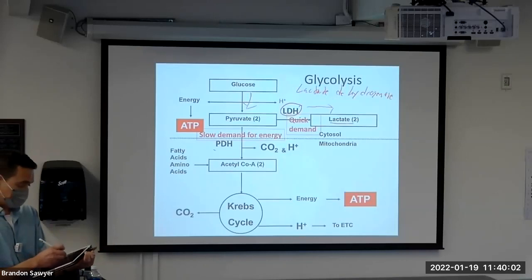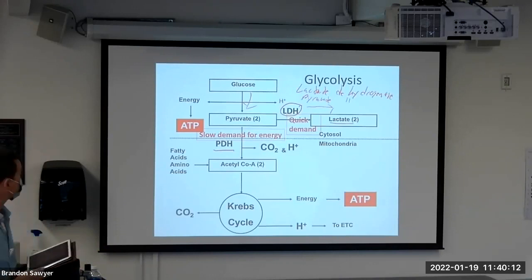If it goes to this one instead, the PDH, which is still a dehydrogenase, but it's just pyruvate dehydrogenase instead, then it turns into acetyl-CoA, and then we start the Krebs cycle, and then this one takes the electron transport chain, and that's the oxidative system, right? So this is the oxidative side.